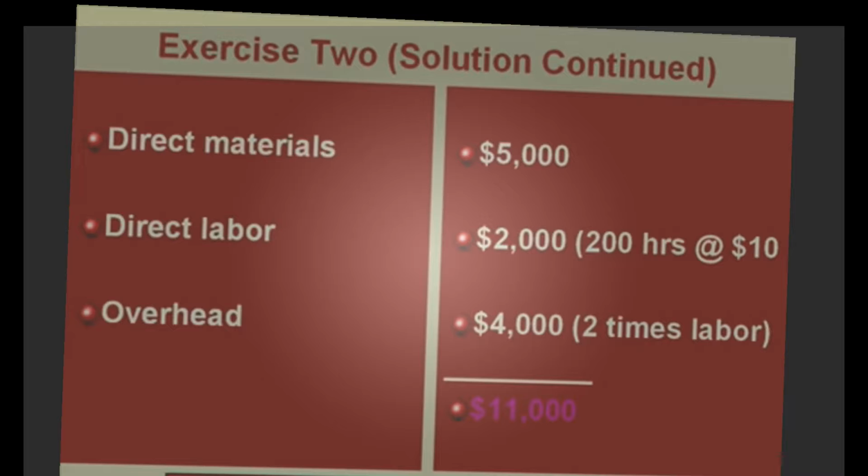Let me ask you a question. What did you do with the estimated direct material cost of $3 million? The answer is it's a red herring. In this problem, you don't need it.